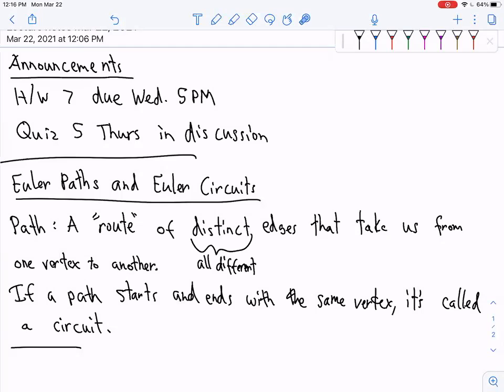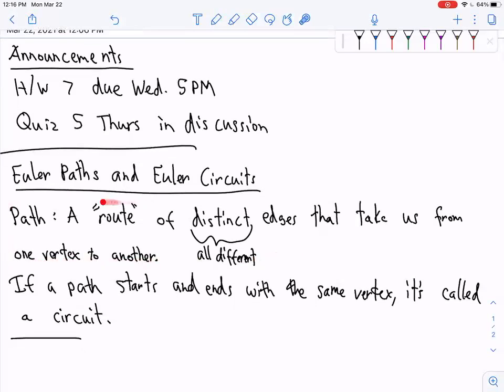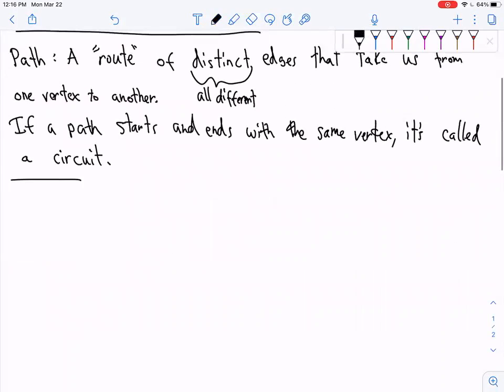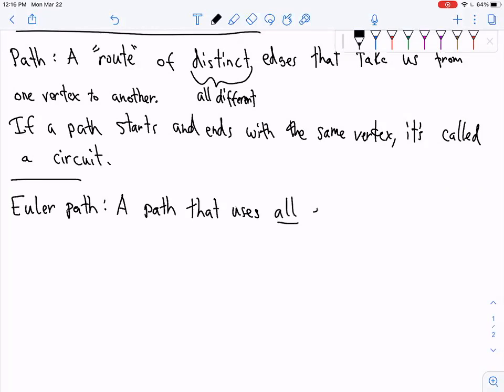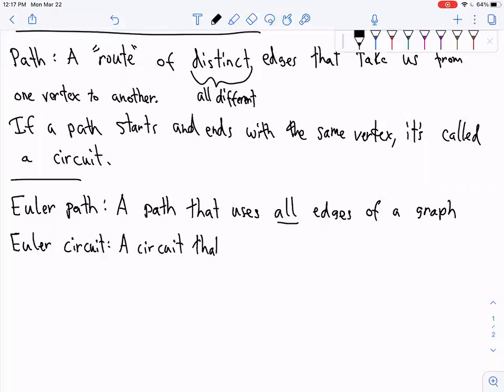Okay, so you might remember that on a graph, a path is basically a route of distinct edges that take us from one vertex to a different vertex. And if a path starts and ends with the same vertex, it's called a circuit. We're going to talk about particular types of paths and circuits called Euler paths and Euler circuits. So an Euler path is basically the question that we asked ourselves with that Bridges of Königsberg problem. It's a path that uses all of the edges of a graph. And an Euler circuit is defined similarly. It's a circuit that again uses all edges of a graph.